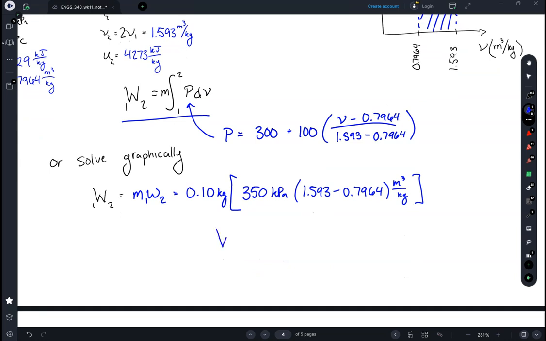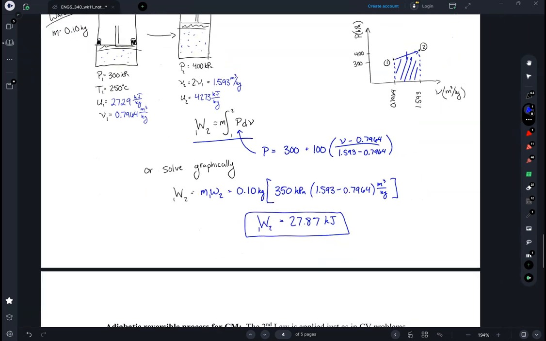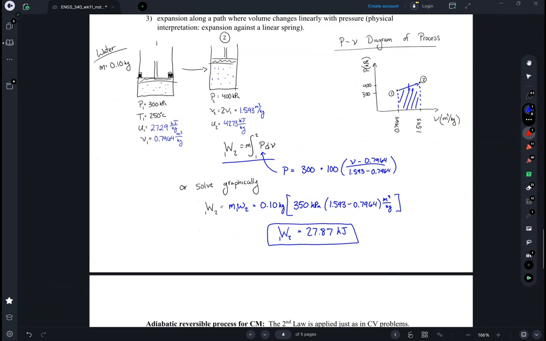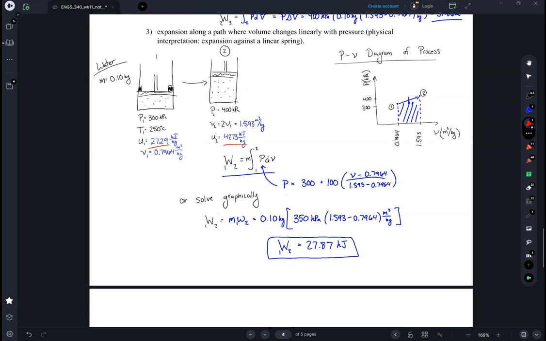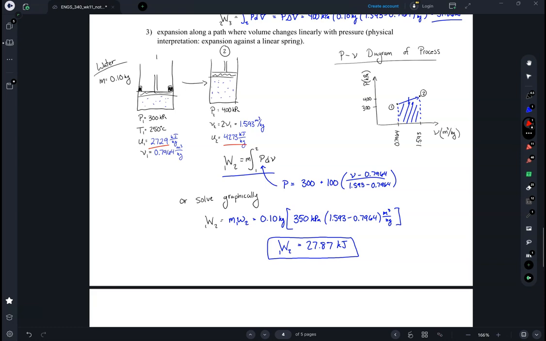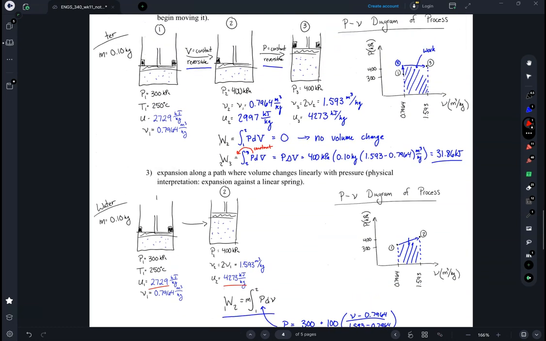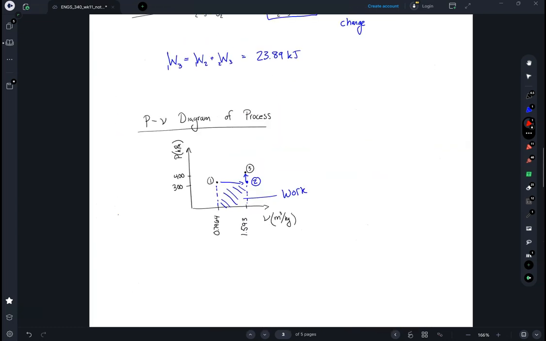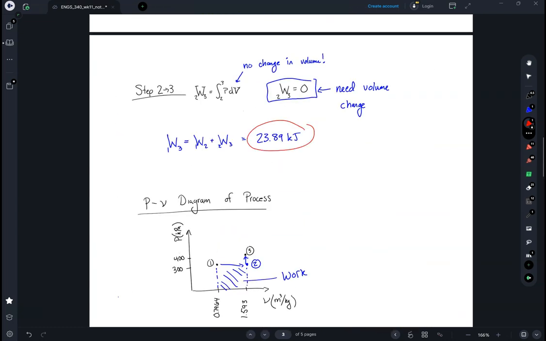And this would give us the same answer as the more complicated integral that we would do before, and it would be 27.87 kilojoules. So 3 different pathways, 3 different works. Just to reiterate, we're going from the same initial state, the same initial internal energy, to the same final state, but we go from about 28 kilojoules, almost 32 kilojoules here in this case, and in our very first problem we were about 24 kilojoules. Path matters for work.